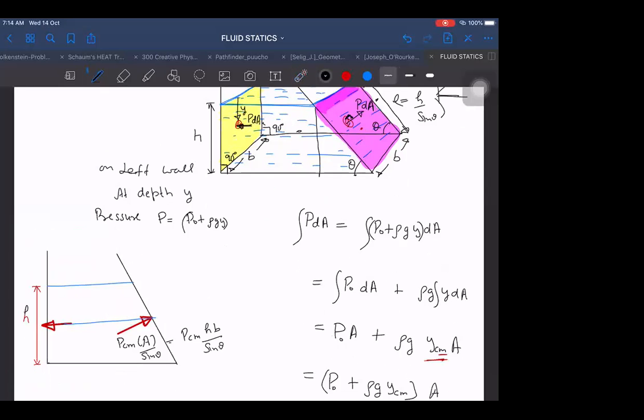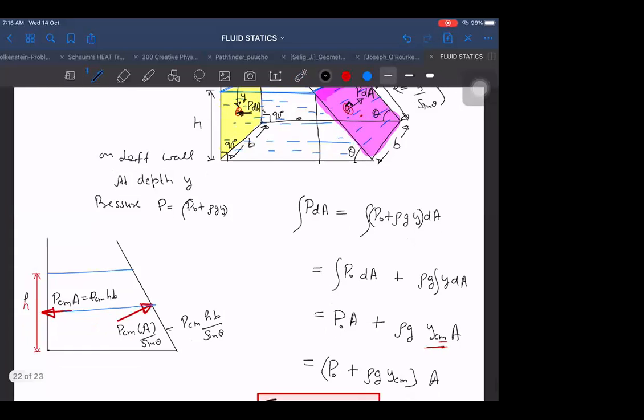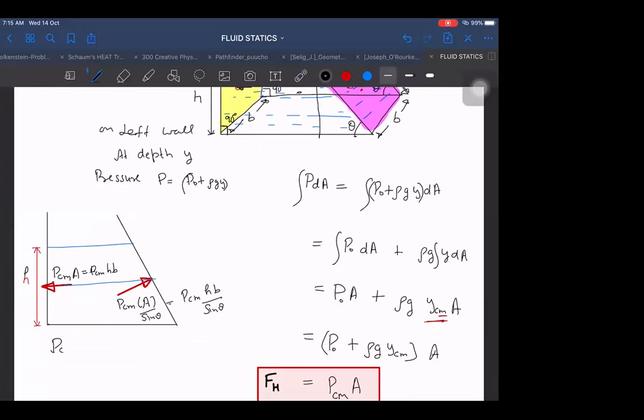Now we can also say that the force due to pressure on the left hand side is pressure at center of mass into area only, h into b. And what is the pressure at center of mass? I'm using center of mass, but you understand the better term is center of area. Pressure at center of area will be equal to P naught plus rho g into h/2, because it is at the midpoint, h/2 depth. I'm writing just the pressure at center of mass only.